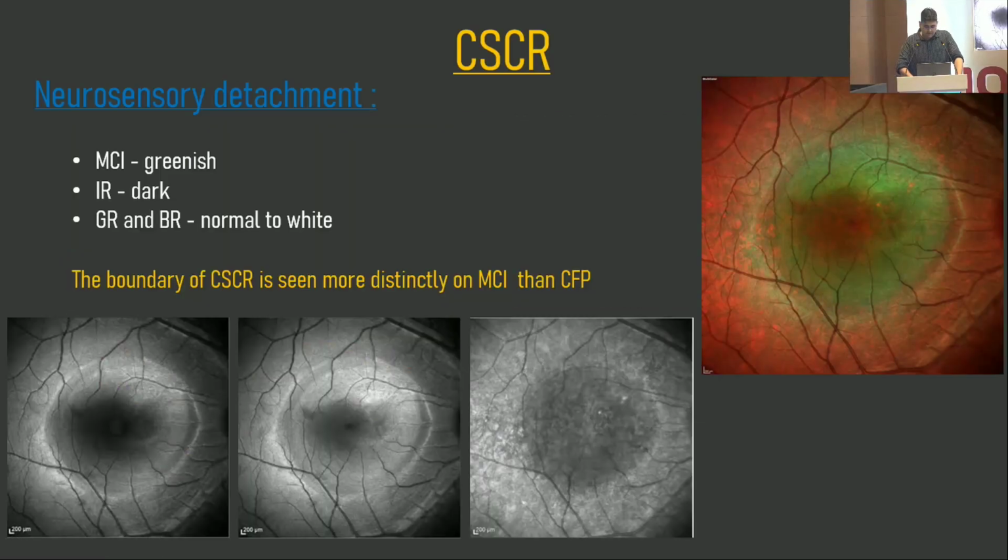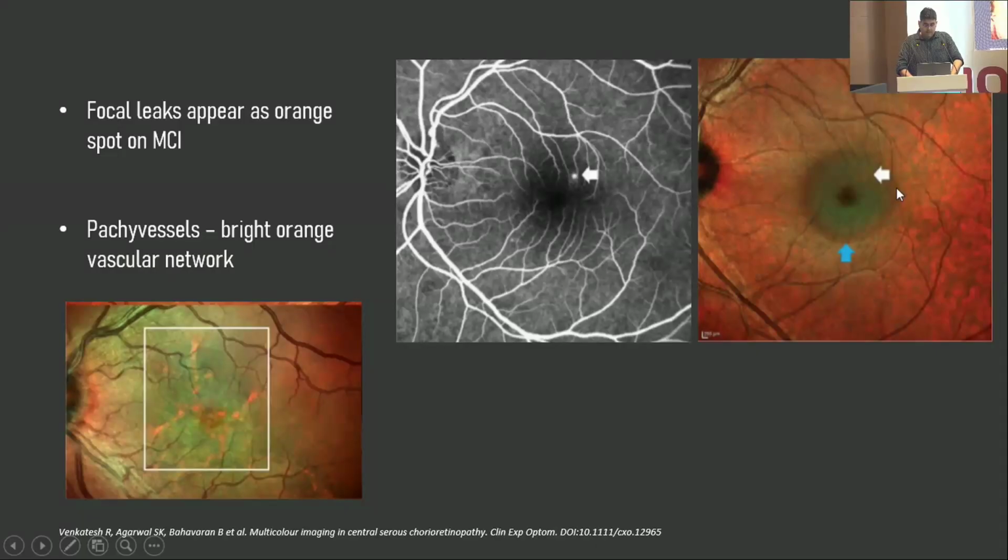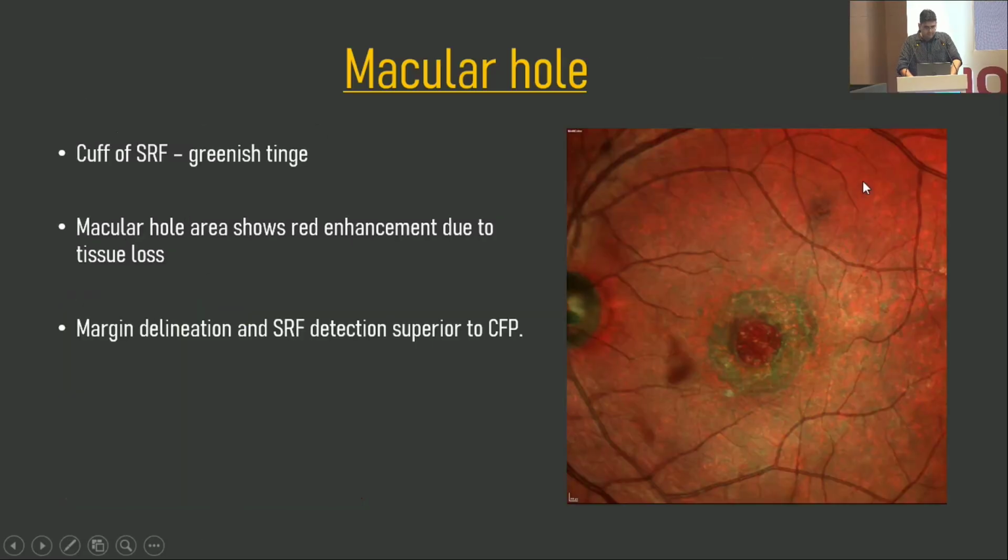Again, in the cases of CSR, the extent of the fluid is very well defined in the multicolor image, and sometimes we may even be able to see a leaking spot, which we can otherwise see only on fundus fluorescein angiography, on a multicolor image. This is seen over here.